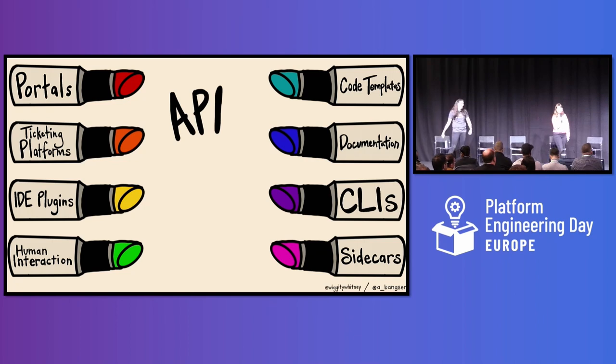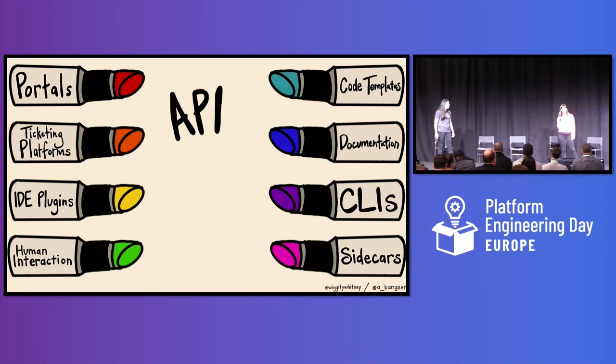Oh, good. APIs. APIs are a very important interface. They're building blocks that can underpin all of these other interfaces. Exactly. With an API that can hold your logic for both a portal and even a ticketing platform and a CLI and everything else. So they kind of underpin things. But you don't always want to use an API directly, do you? APIs are not the prettiest interface, you know?